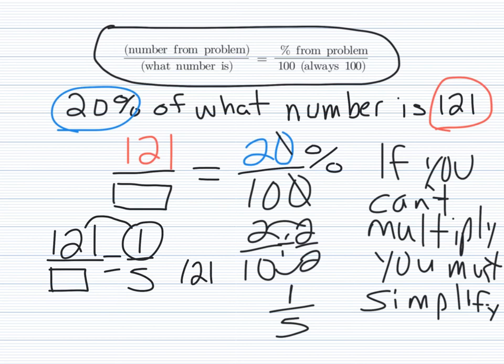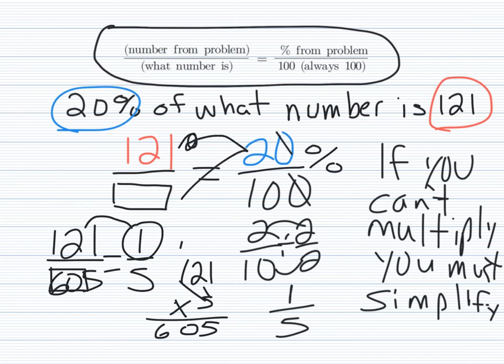And now, because I multiplied 1 by 121 to get 121, I have to multiply the 5 times 121. So 5 times 1 is 5. 5 times 2 is 10. Put our 0, carry our 1. 5 times 1 is 5, plus the 1 is 6. So my answer is 605. If I were to go back to my original problem, I could say 121 is 20% of 605. So that's how it's done.